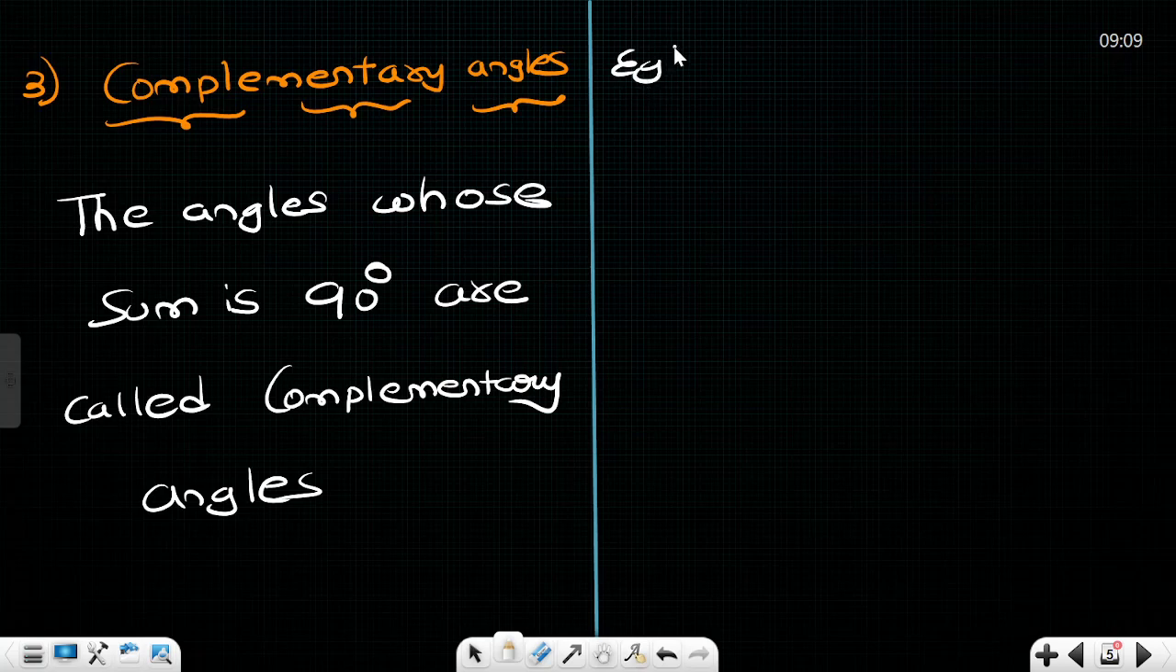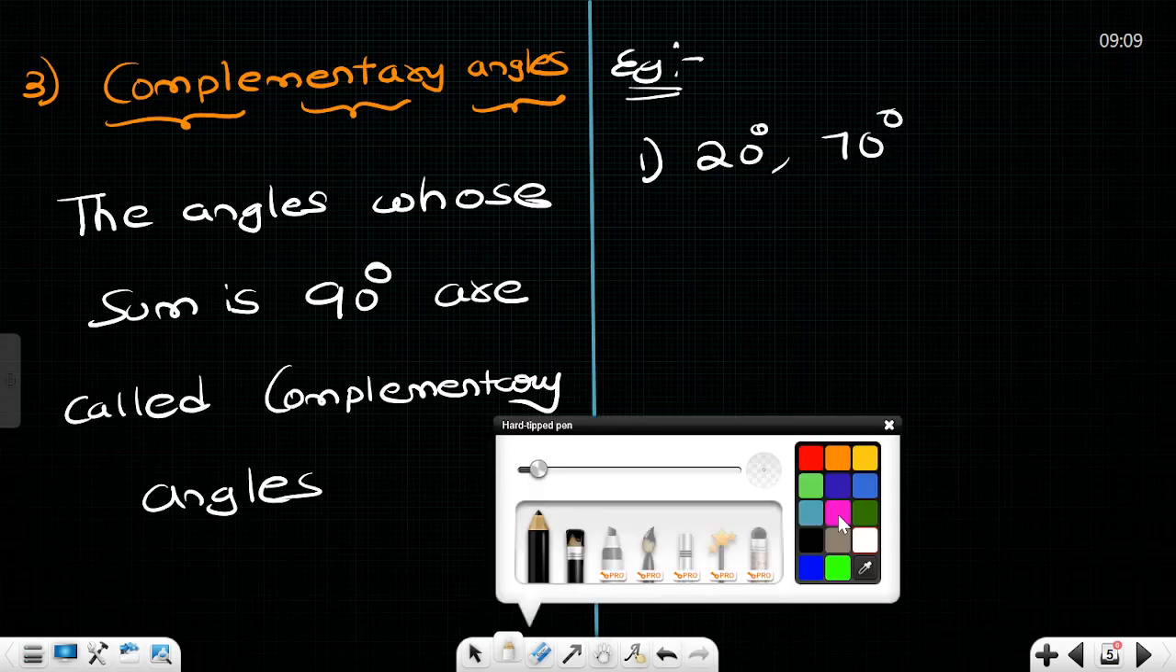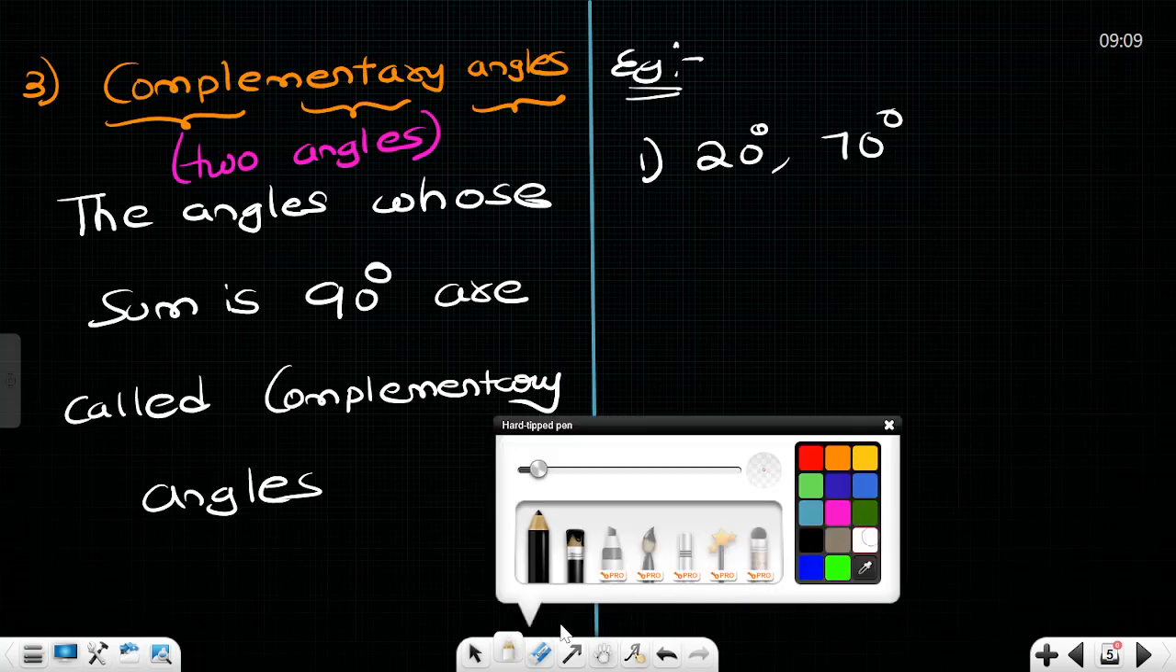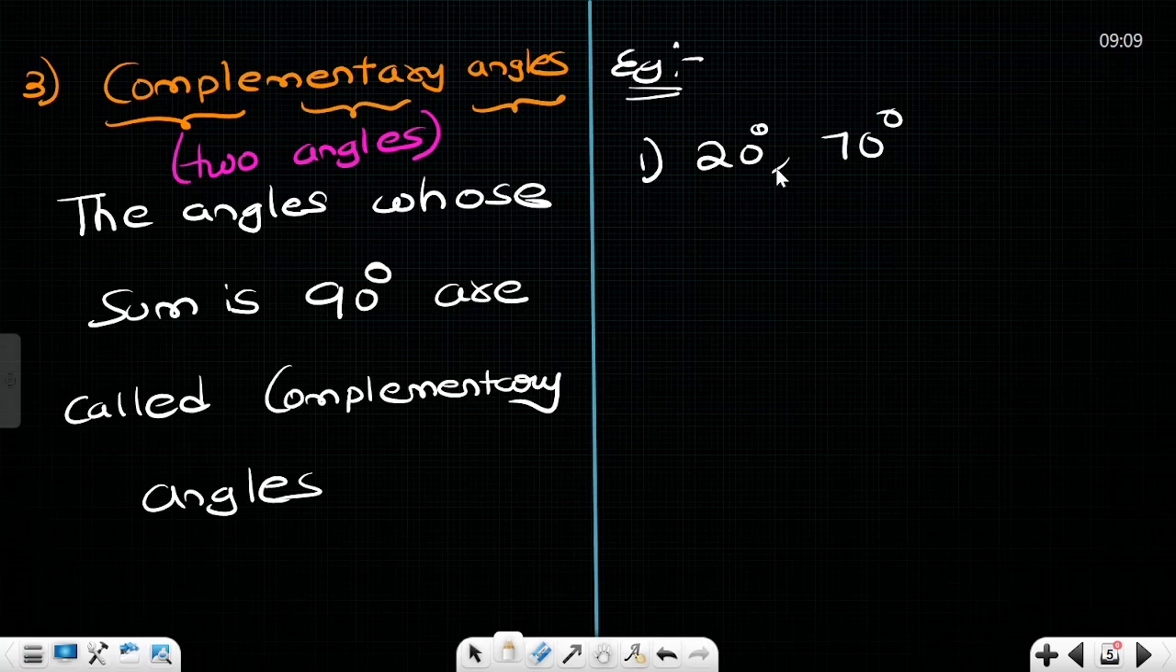For example, I wanted to give many examples to you. If you take 20 degrees and 70 degrees, they are called, again sir, one important thing, complementary angles are again two angles only, a pair, not more than two. Sir, 20 degrees and 70 degrees, we add both of them, it is going to be 90. Therefore, these are called complementary angles. Now next, you might ask me, sir, 10, 20, 60. What is the addition of all these three, Akshita? It is going to be 90 degrees. But I told you complementary means only two. So these cannot be called complementary angles.